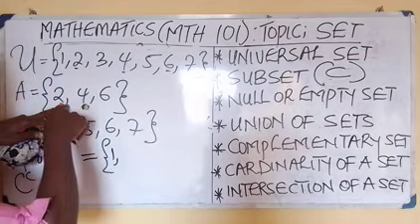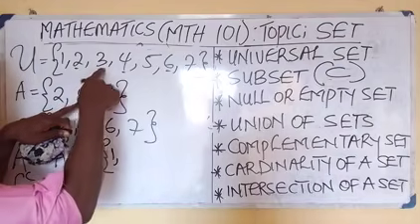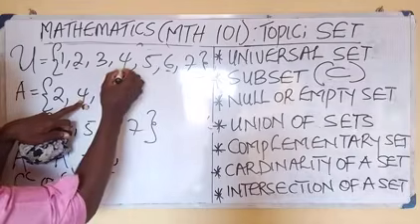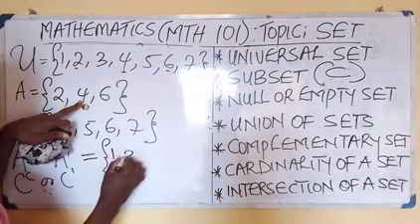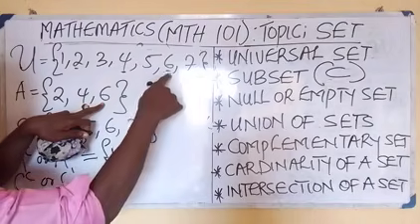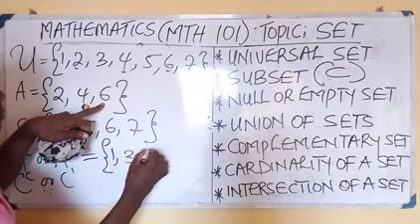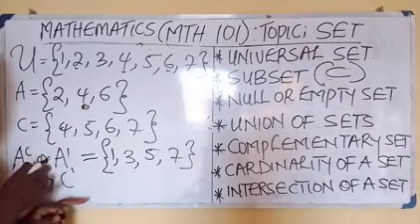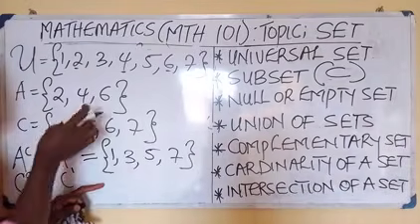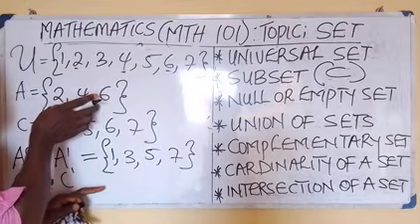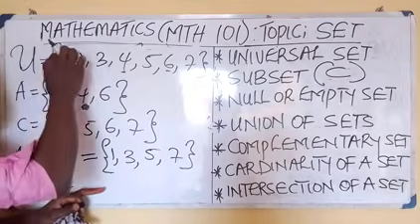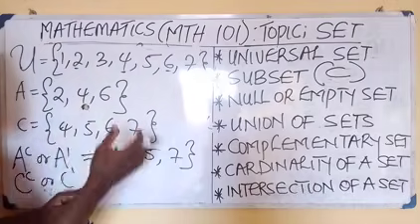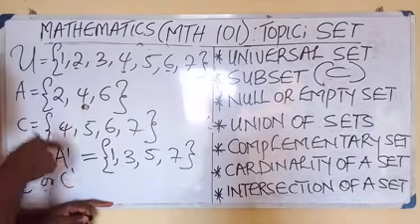So the complement of set A becomes 1. I'm not writing 2 because 2 is here. 4 is here, so I'll write 3. What about 6? 6 is here, so I'll write 5. I'll write 7. So the complement of set A simply means that I should remove all the elements found in set A from the universal set. So whatever I am having left becomes the complement of that set.